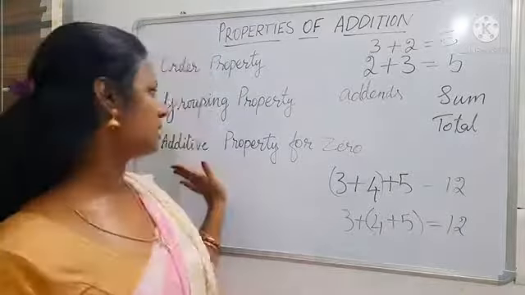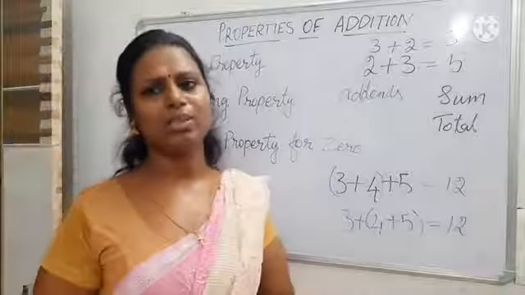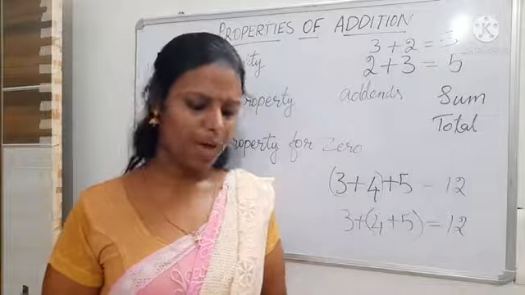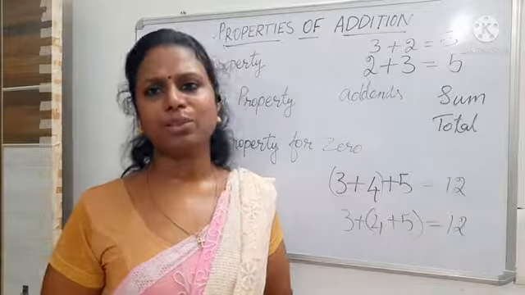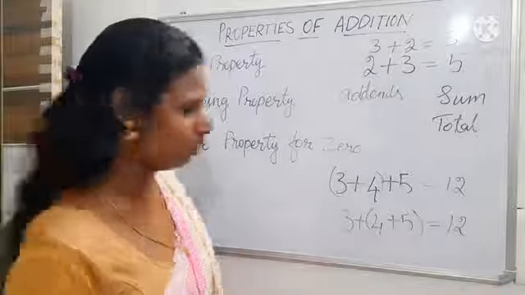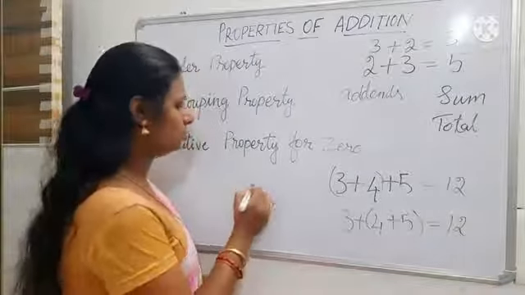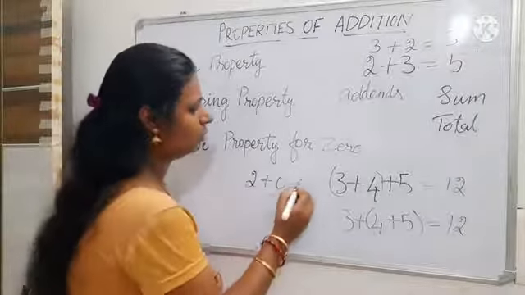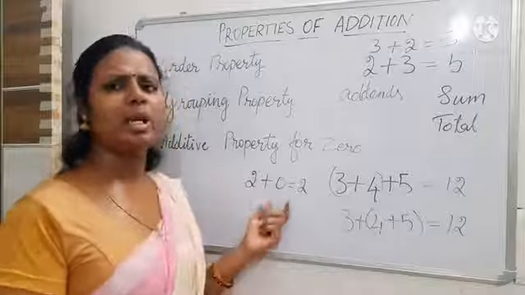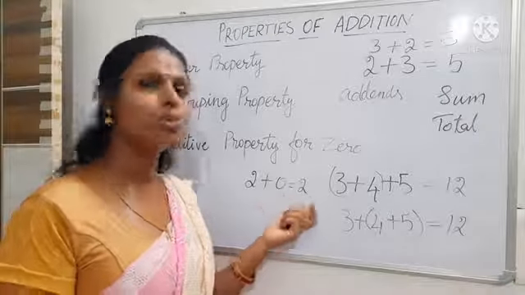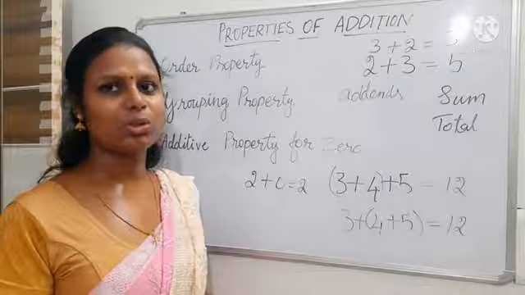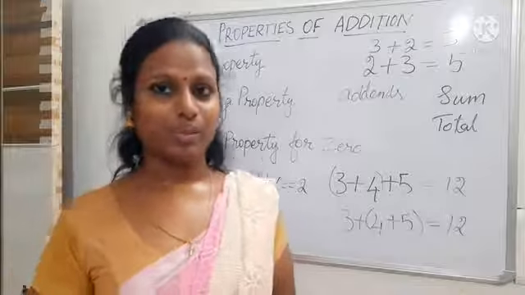The next, additive property of 0. Additive property of 0 is very simple. When you add any number with a 0, what happens? The same number comes. This already you know. For example, 2 plus 0 is equal to 2. So any number you take, add with 0, then you get the same number as the answer. This is called additive property of 0.